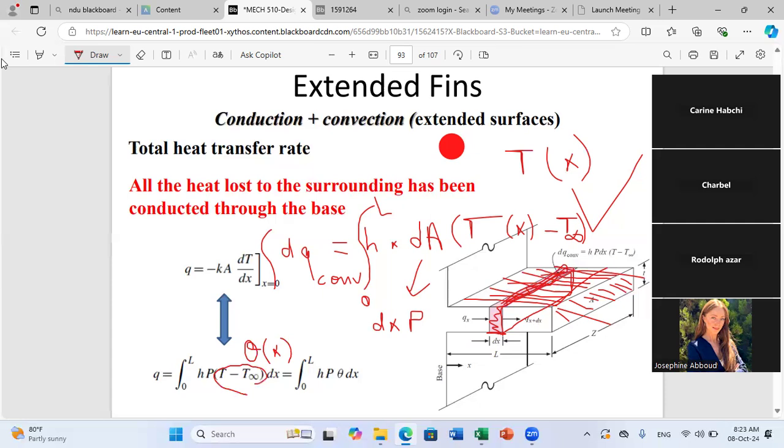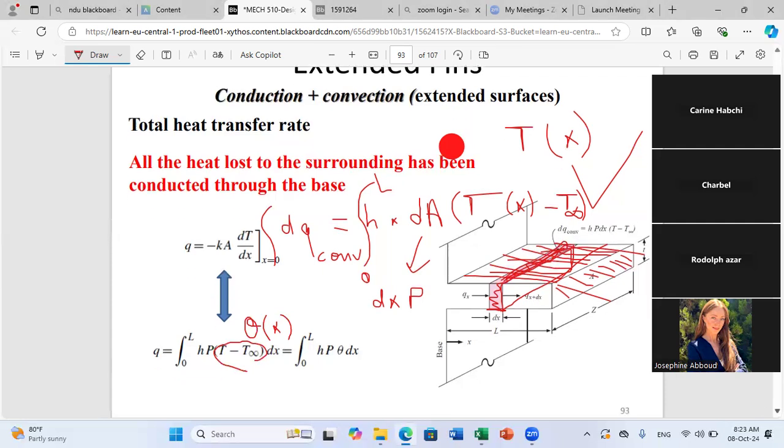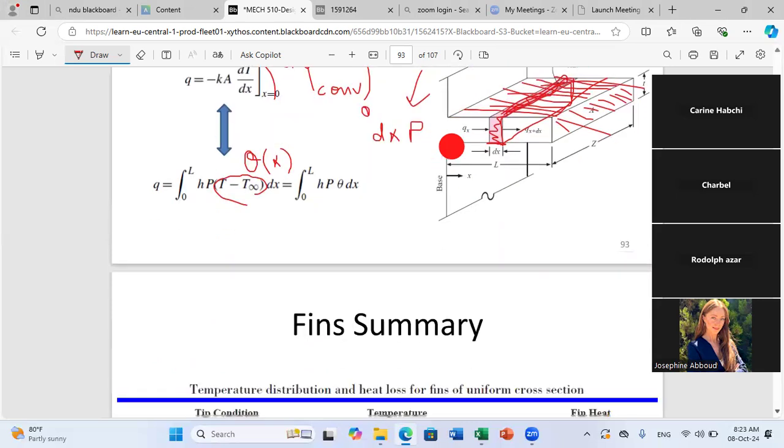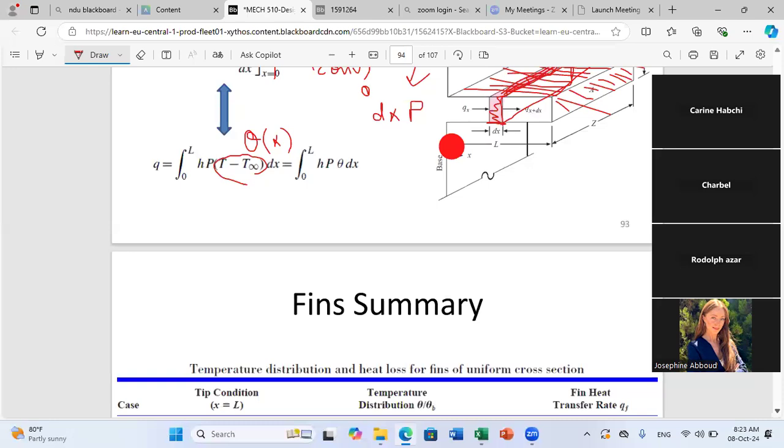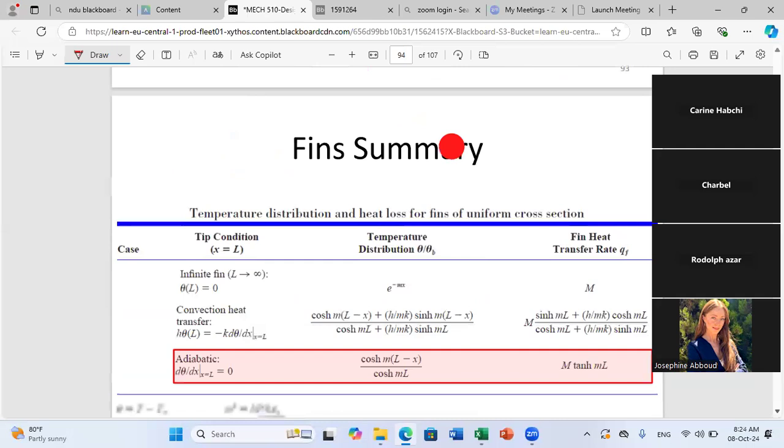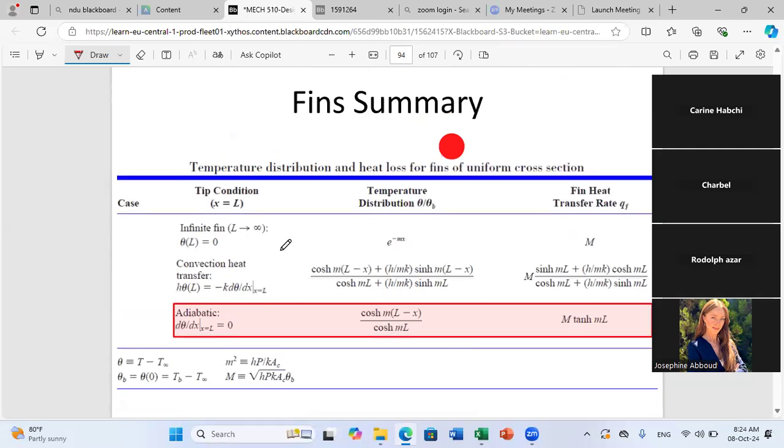And as I told you, I will give you a table. So in the exam, you need to know how to solve for C1, C2 from boundary conditions. But if they ask you for the temperature profile or for the heat transfer rate, you can use the table directly. Okay, so these are the main cases that we use in general.